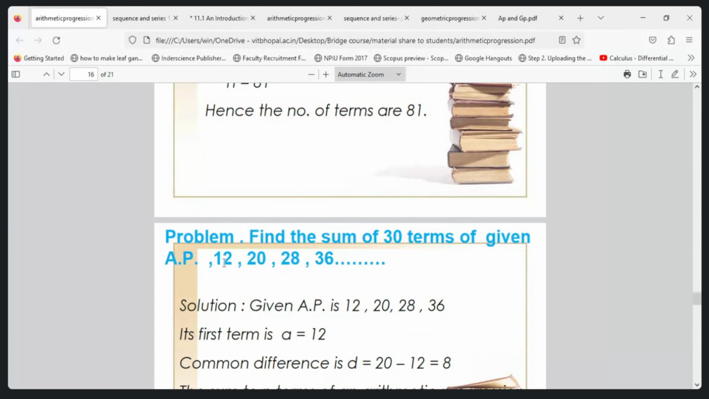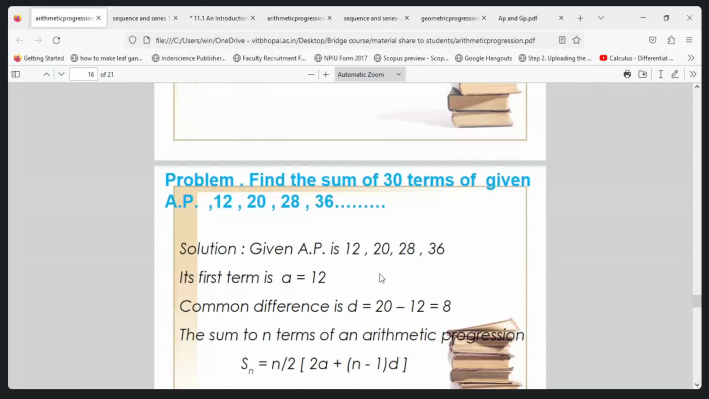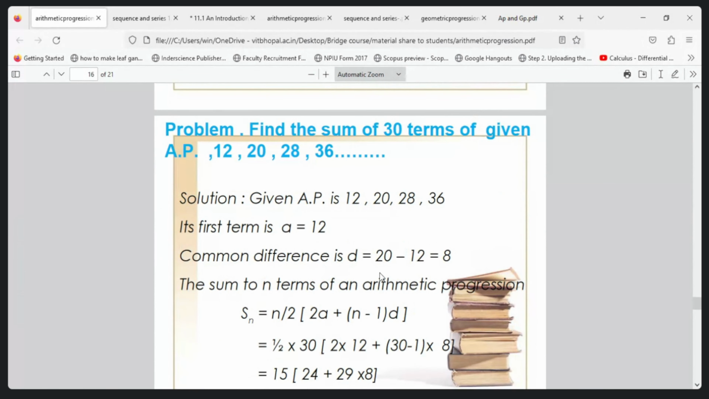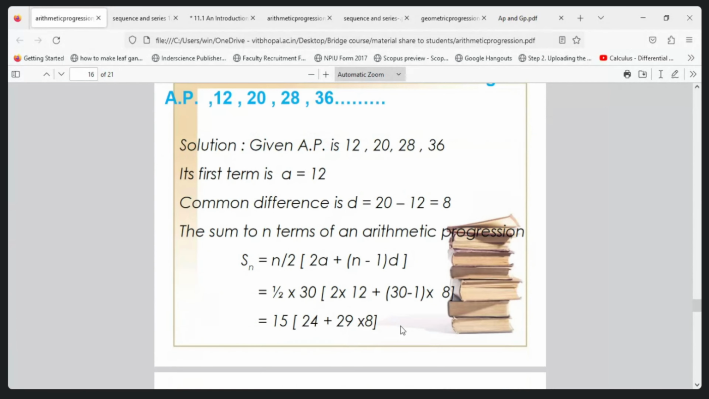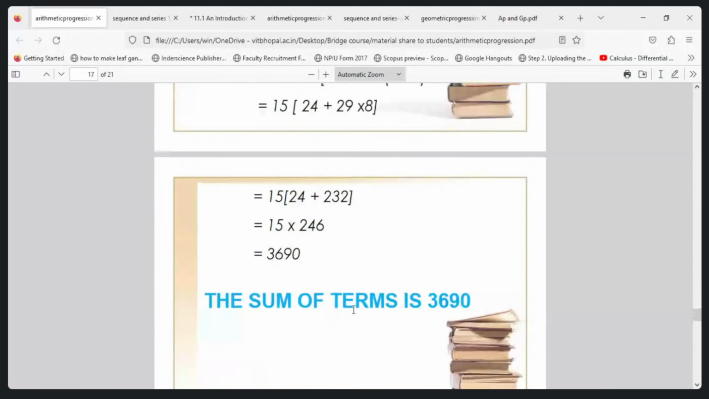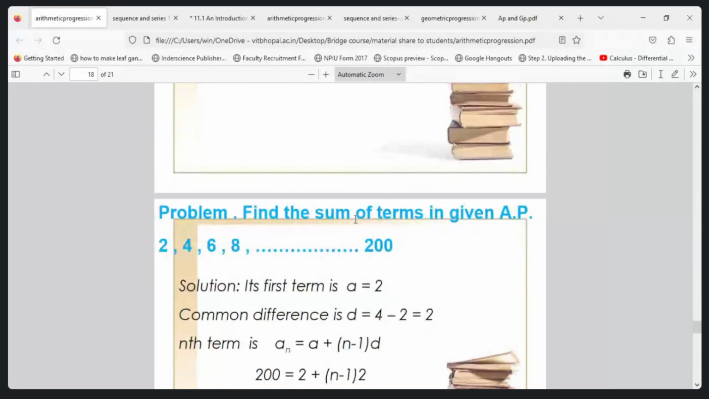This series is given: 12, 20, 28, and 36, and we want to find the sum of the 30th term. Now you can see here, if we sum all the terms in a normal way, then we cannot add them easily. So the formula is Sn equals n by 2, 2a plus (n minus 1) into d. We can put in the values and find the sum. Find the sum of the terms in a given AP: 2, 4, 6, 8 up to 200. So what is n here? N is 200 here.